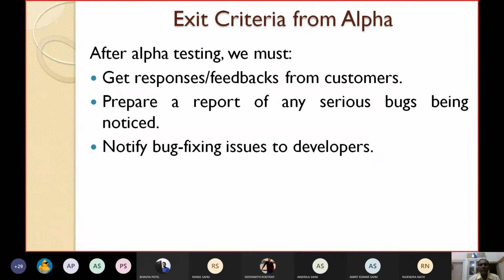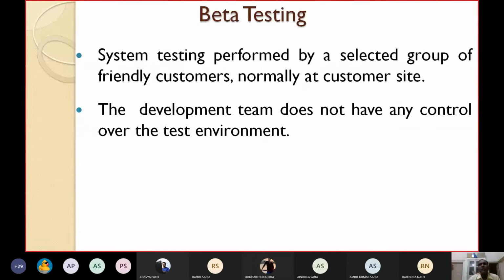Now let's see beta testing. Here in beta testing, the system testing is performed by a selected group of friendly customers. In alpha testing, we are testing the software by the development team, the testing team itself. But in beta testing, the system testing is performed by a selected group of friendly customers, and normally at the customer site. You may go to the customer site, but if the customers agree, you can also do this testing at the developer site.